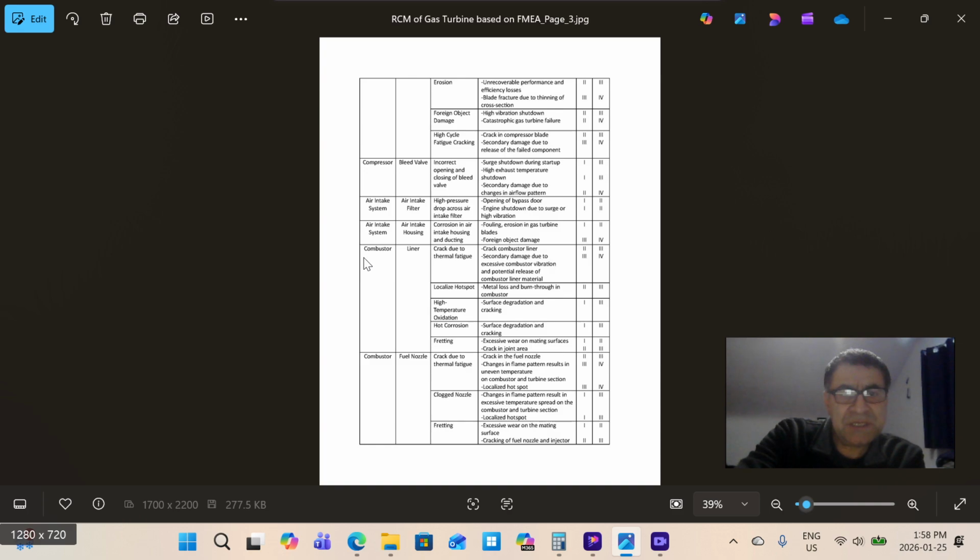Another main component is the combustor, subcomponent liner, failure mode crack due to internal fatigue. This is very credible and applicable for a crack on the liner.